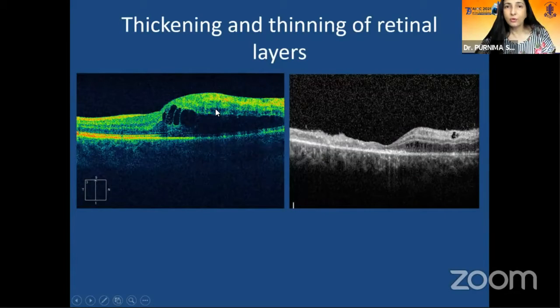Then we look at the overall thickness of the retina. Here you can see there's an increase in thickness because of the edema. And in the second one, there is a thinning because of the overall atrophy of the retinal layers.